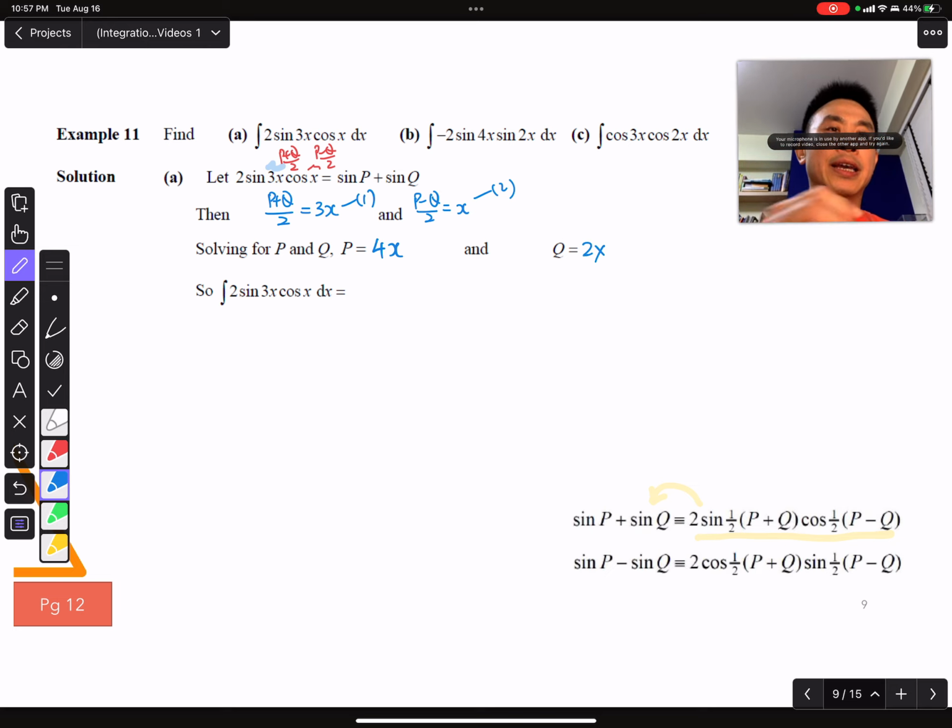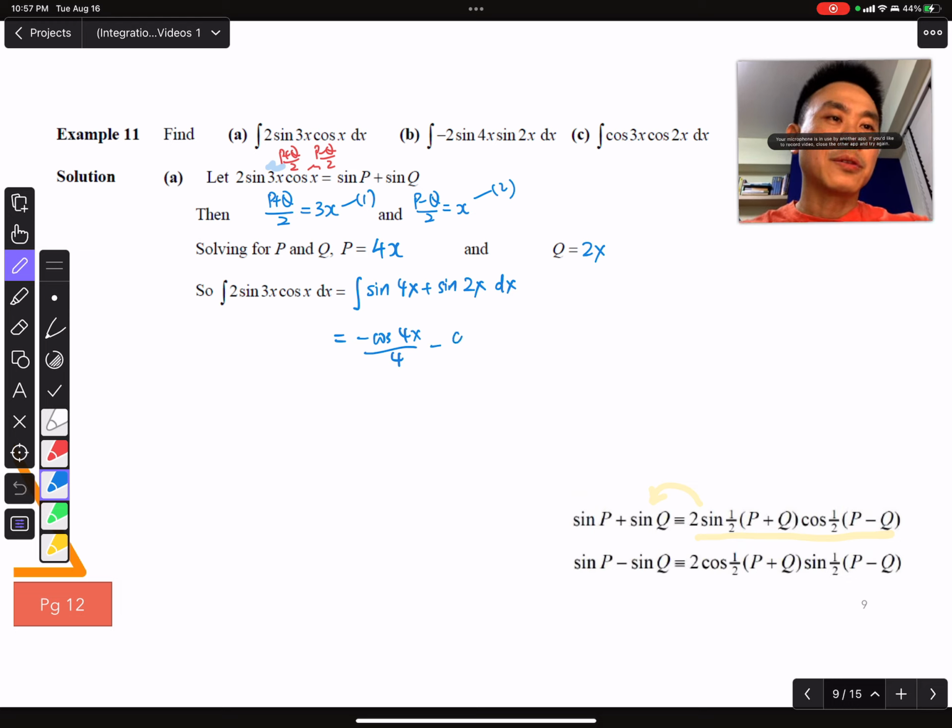So in this case, I can then change 2 sine 3x cos x to give us sine P, which is 4x, plus sine Q, which is 2x. From here, these are standard forms. Again, you need a 4 here, so in the end, we have to divide by 4 to compensate. If it is too fast, you might want to recap the previous section. Same here, cosine 2x divided by 2, and that's the answer.